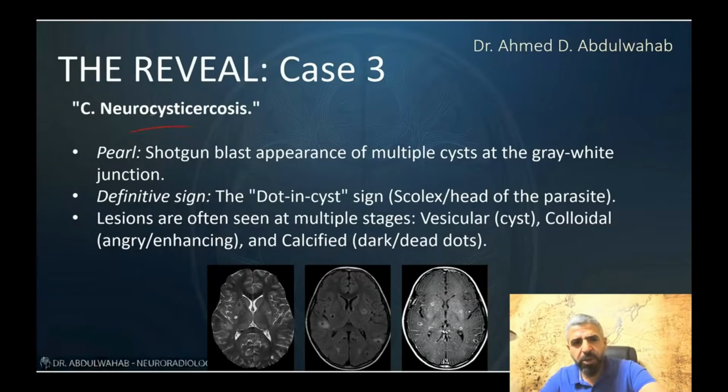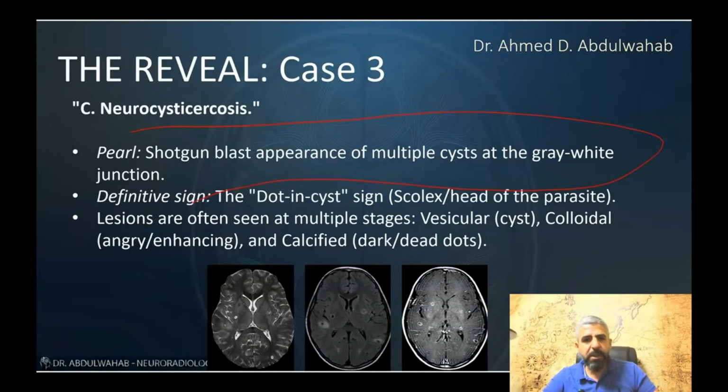So keep in mind, shotgun blast, appearance of multiple cysts at the gray-white matter junction, just like here, and the dot in the cyst, or this scolex, or the head of the parasite, it's a defining sign. Lesions are often seen at multiple stages, can be vesicular stage or cyst, colloidal stage, which is the angry or the enhancing stage, and finally calcified, which represents the dark or the dead dots.